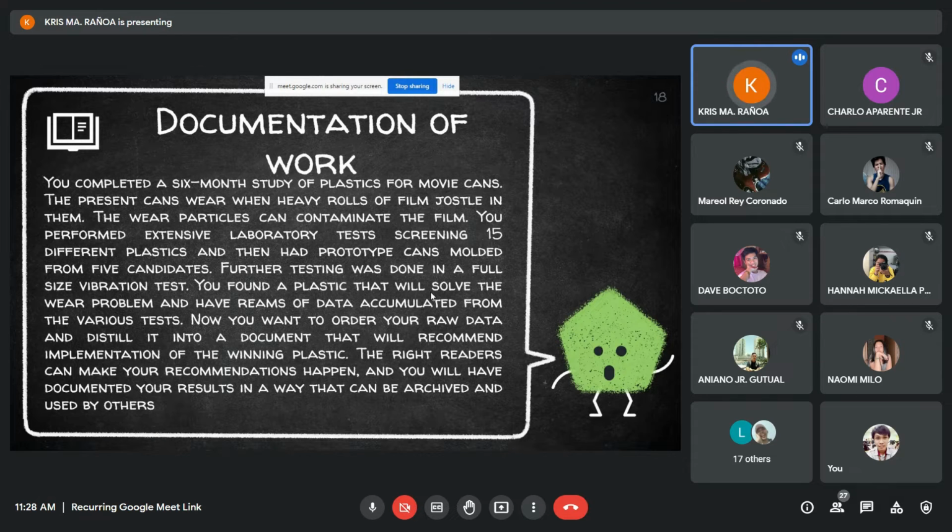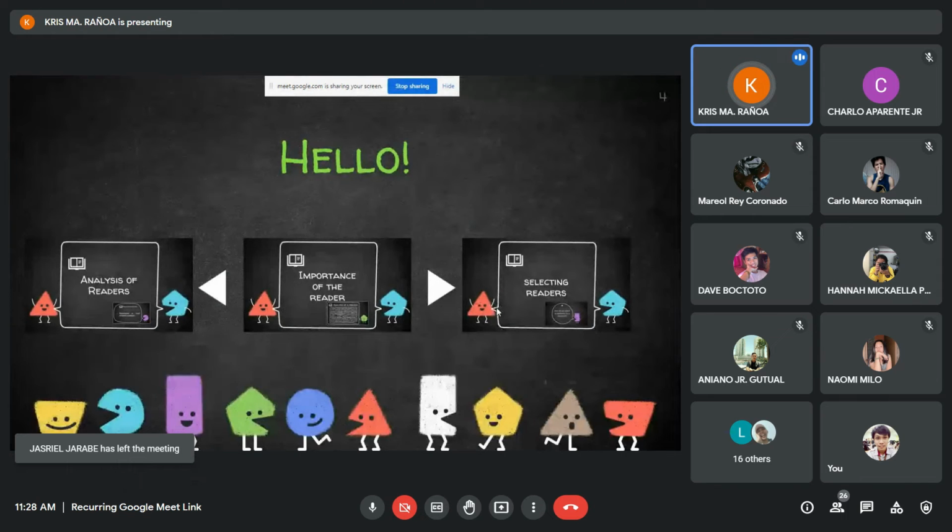So next is selecting readers. Asa man tong mouse? Okay.